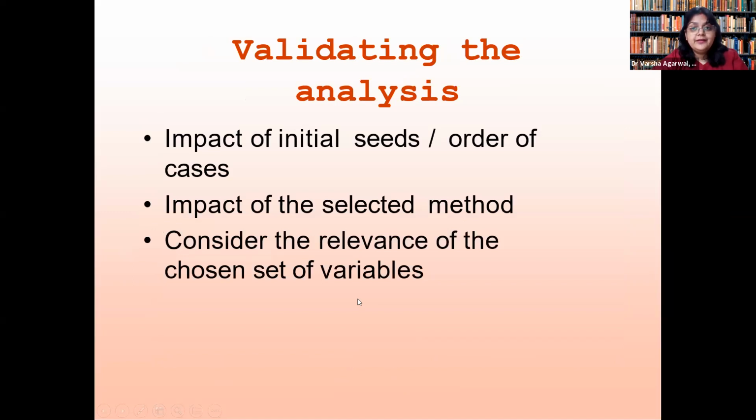And validating the analysis: consider the impact of initial seeds or order of cases, the impact of the selected method, and the relevance of the chosen set of variables. All these things are important on what basis I am forming the cluster, and which method I am choosing. Am I using hierarchical or non-hierarchical? Am I using agglomeration or the k-means cluster method? Both the methods are important and both have their own relevance.